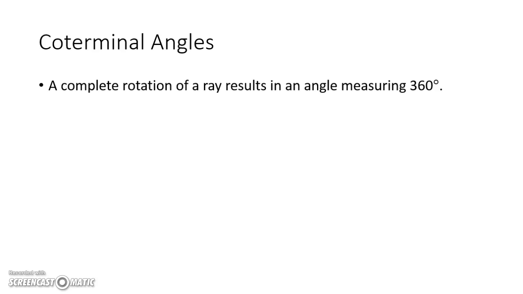Recall that a complete rotation of a ray results in an angle measuring 360 degrees. Let's see what this looks like. If we have our ray starting over here and we rotate it, which is how we measure, all the way around, that's going to give us a total of 360. You can see it looks like a circle, right? So that's going to be a complete rotation. So why is this important?